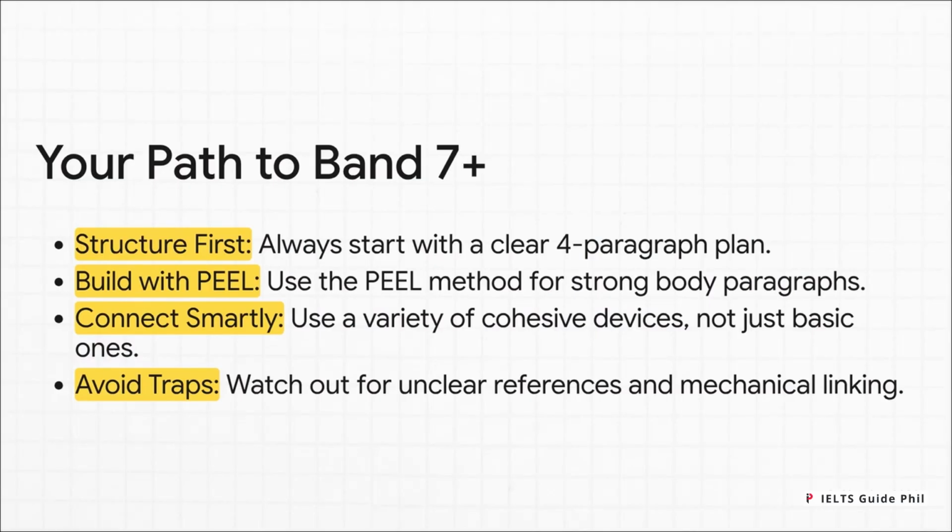So let's pull it all together. Here is your path to a band 7 and even higher. Number 1, structure first. Always start with that solid 4-paragraph plan. Number 2, build with Peel. Use that method to make your body paragraphs powerful. 3, connect smartly. Use a whole range of cohesive devices, not just the basic ones. And 4, avoid those traps. Watch out for those unclear pronouns and that mechanical linking. If you can master these 4 things, I promise you, your writing score is going to improve dramatically.